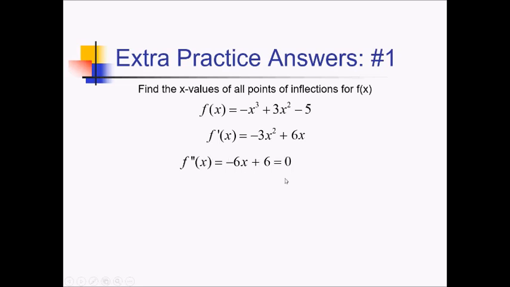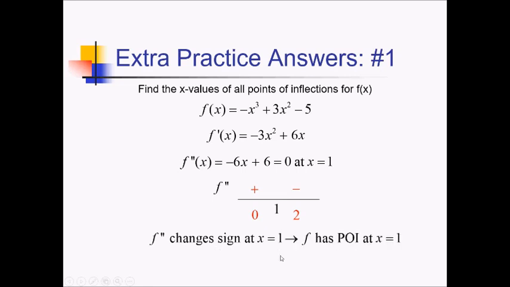So if I set this equal to 0 and subtract 6 and divide by negative 6, I see that I have a critical value at x equals 1. So let me put that on an f double prime number line here. Here's 1, and let's test around that. Something to the left of 1, let's try 0. Plugging that into my f double prime formula, that's just going to be 0 plus 6, which is a positive. And then testing something bigger than 1, such as 2, if I plug that in here, that's going to be negative 12 plus 6, which is a negative. So I see here that f double prime changes sign at x equals 1. Therefore, f has a point of inflection at x equals 1.